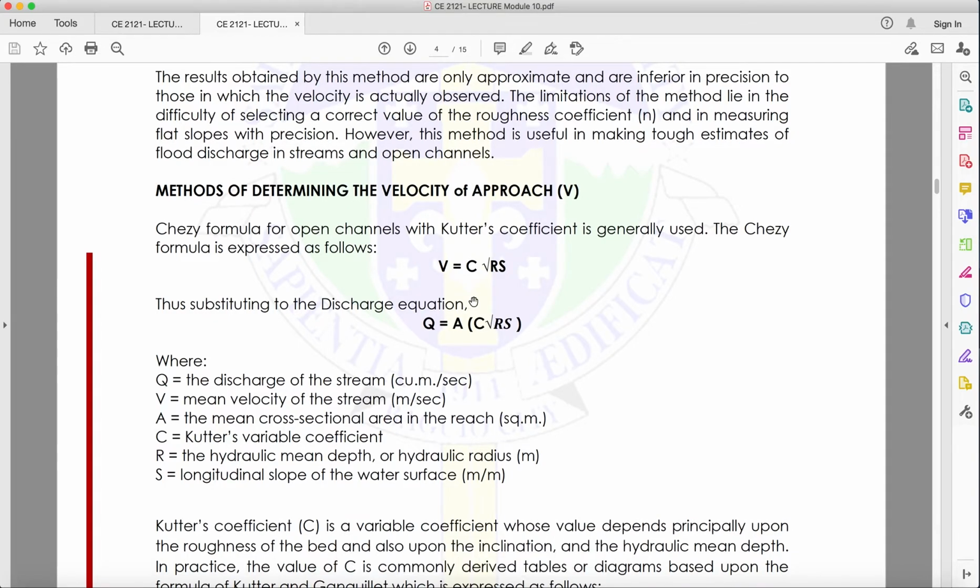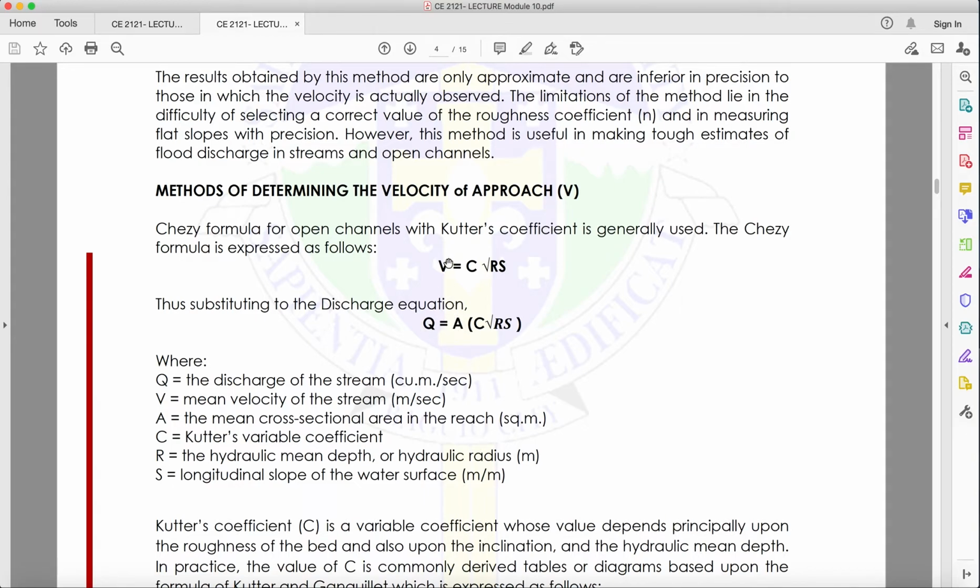Next would be determining the velocity of approach. So the velocity of approach is the velocity up at the approach. Okay. So we have here the Chezy formula for open channels, with Kutter's coefficient generally used. So it is V is equivalent to C times the square root of RS. Okay? By substituting to the discharge equation, substitute natin yung velocity, isn't it that Q is equivalent to VA?